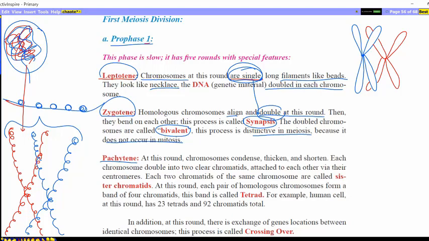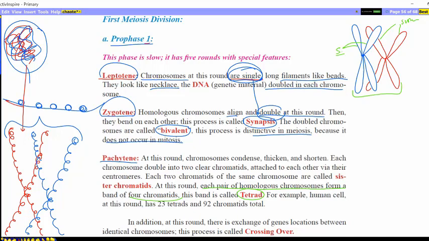The 2 chromatids of the same chromosome are called sister chromatids. These 2 red-colored pieces are sisters, and these 2 blue-colored chromatids are also sister chromatids. At this stage, each pair of homologous chromosomes forms a band of 4 chromatids, and we call it a tetrad. So this band of 4 chromatids we call a tetrad.